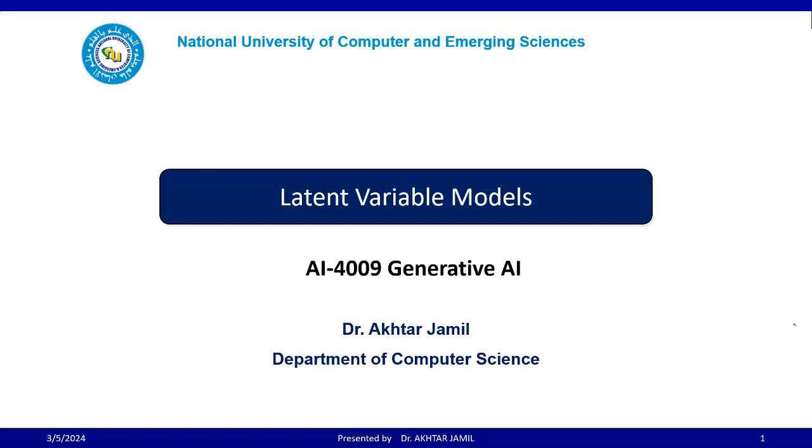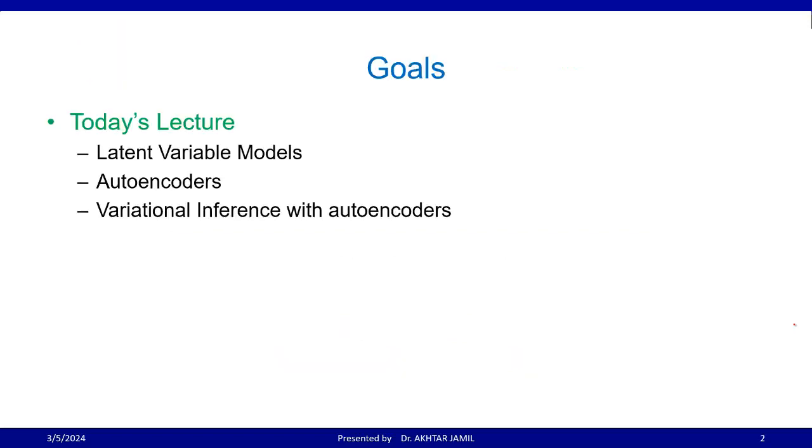Hello and welcome to this new lecture of Latent Variable Models in the course AI 4009 Generative AI. Specifically, we will be looking at some of these latent variable models, how we construct autoencoders, and then, in a series of these videos, we will see how we can develop variational autoencoders for image generation.